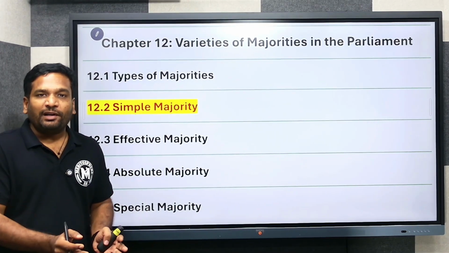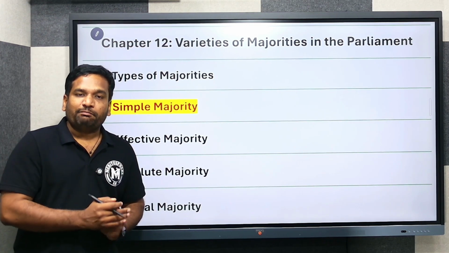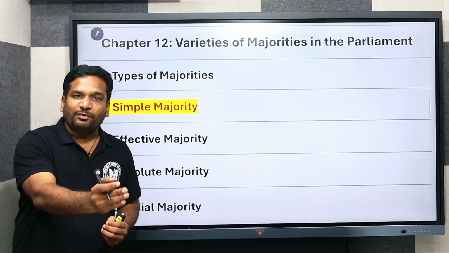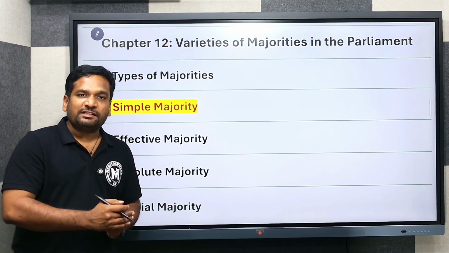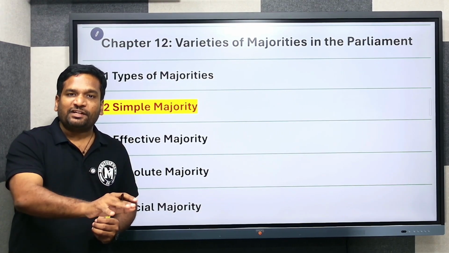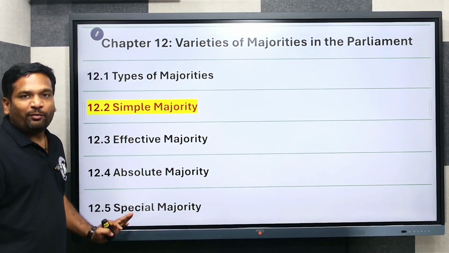For a better understanding of all these types of majorities, we require certain terminologies: maximum strength, sanctioned strength, or the total membership of the House, effective strength, and also terminologies such as vacancies, absentees, abstainers. These terminologies are the prerequisites for a better understanding of sections 12.2 to 12.5.